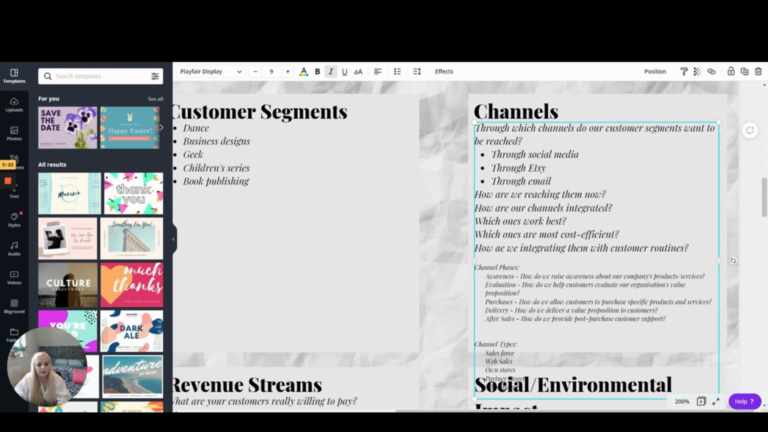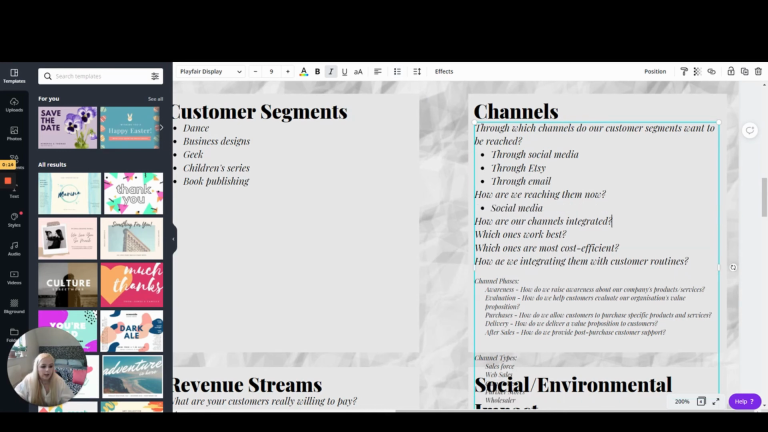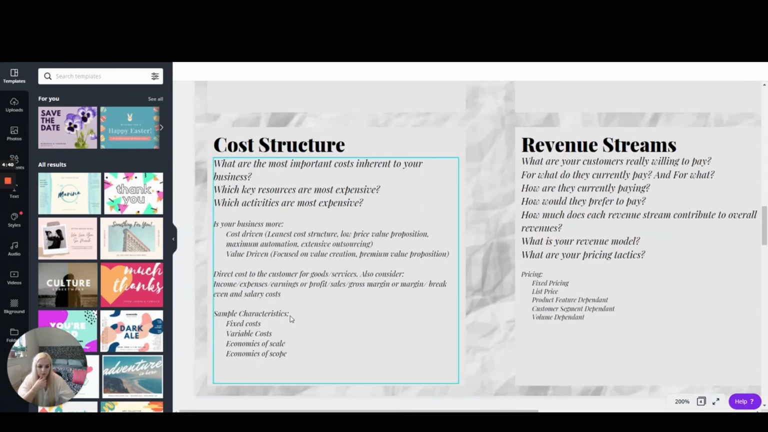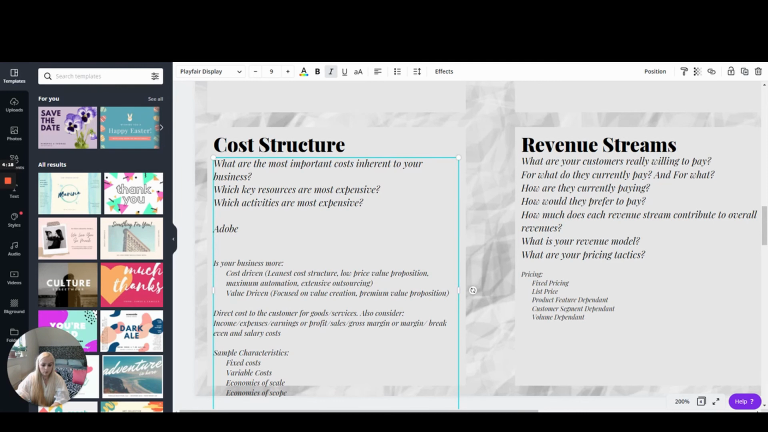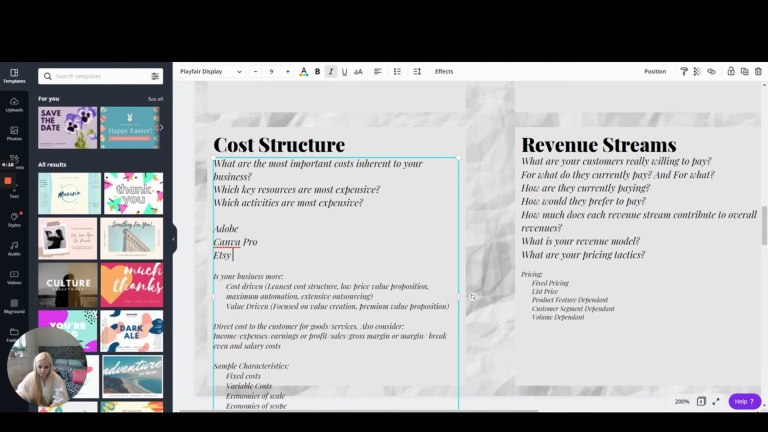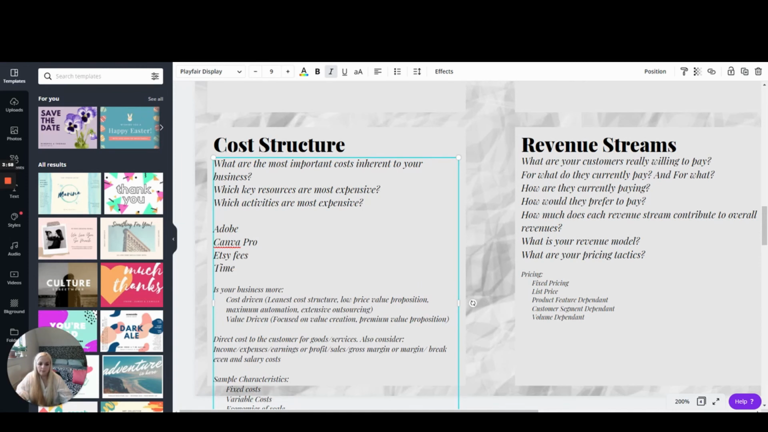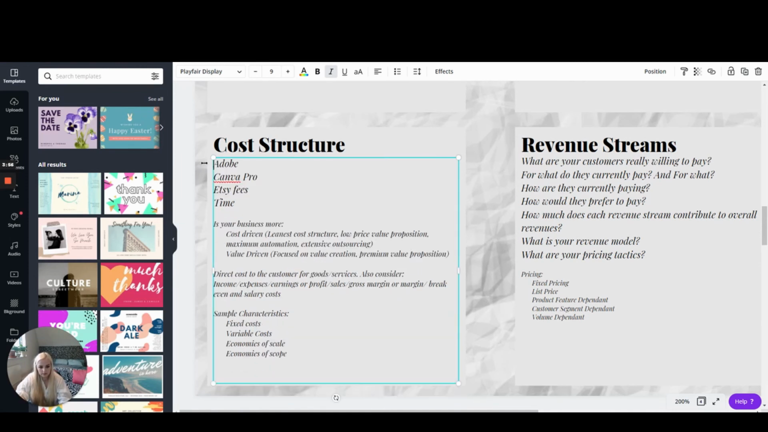How are we reaching them now? Social media. How are our channels integrated? Not really relevant. So now we're looking at the cost structure. The resource that is most expensive is Adobe, but I don't necessarily have to use that. I'm going to see how it goes because I've already got some free software that is perfectly good. I am paying for Canva Pro. I will be paying Etsy fees, and my time, I guess. But other than that, there aren't really many costs setting up the business so far, which is fantastic.